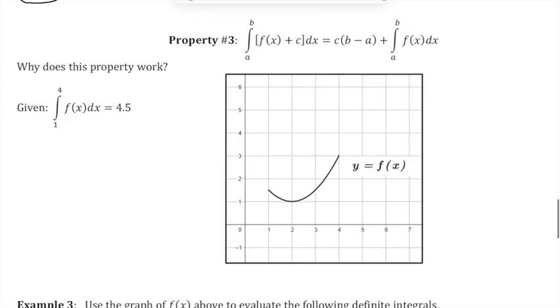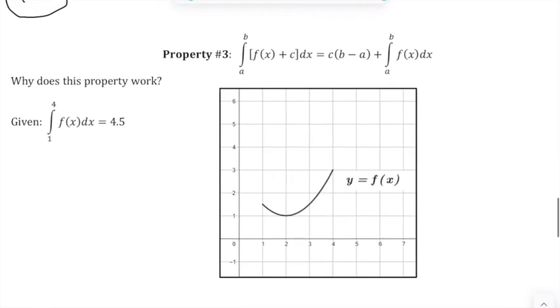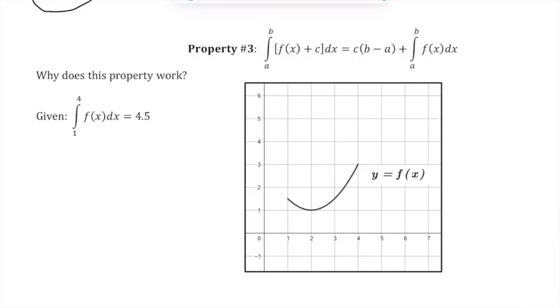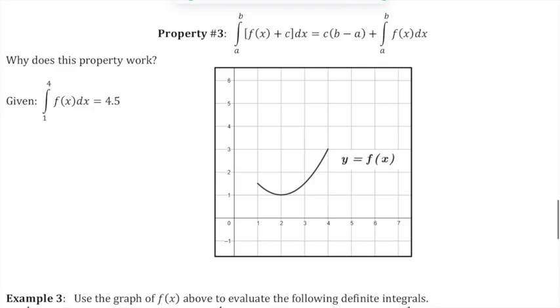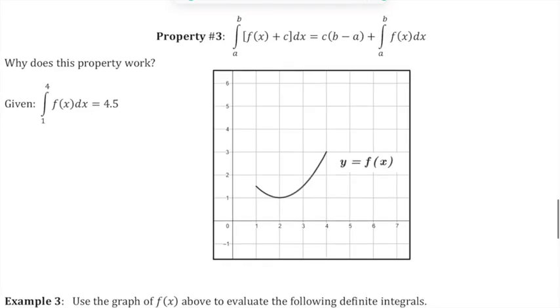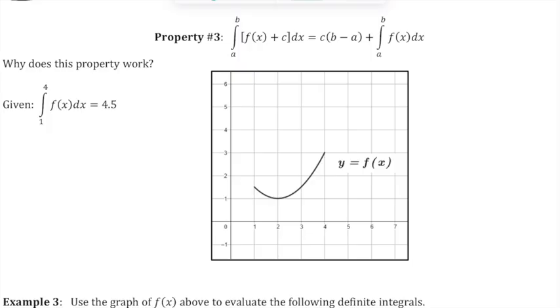Second to last property. This one is a little weird. Basically, if we have a function plus a constant, you can take whatever constant that is and times it by b minus a, and then add the integral or the area under the curve of f of x. And I can show you with this example down here.